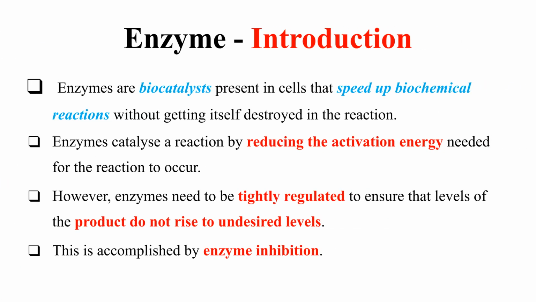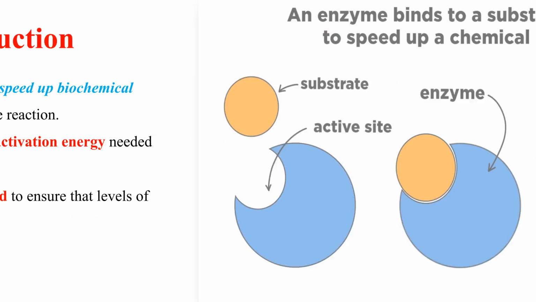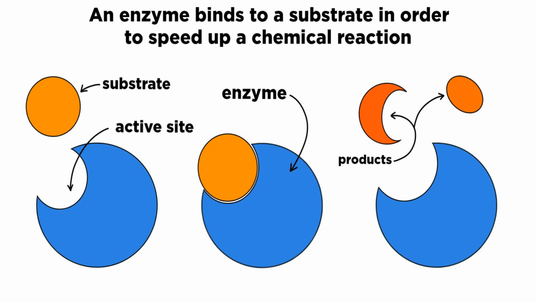Enzymes are biocatalysts that speed up biochemical reactions without being consumed. They achieve this by reducing the activation energy. Enzymes must be tightly regulated through enzyme inhibition to prevent product levels from becoming undesired. An enzyme binds to a substrate at the active site to speed up a chemical reaction, forming products. This visual shows the enzyme binding to the substrate and releasing the products.